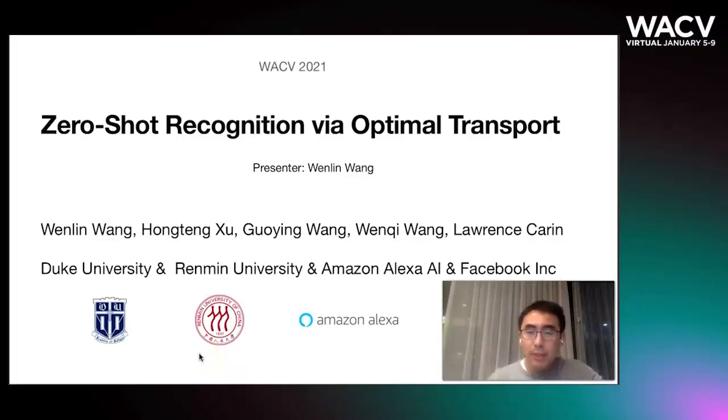Today I'm glad to present my recent research, zero-shot recognition via optimal transport. This is a joint work with Hongteng Xu from Renmin University, Guoyin Wang from Amazon Alexa AI, Wenqi Wang from Facebook, and Lawrence Carin from Duke University.